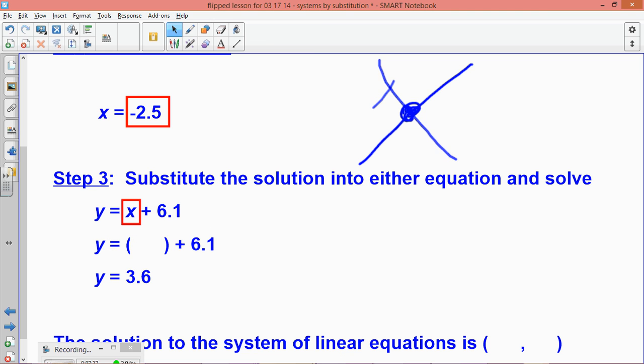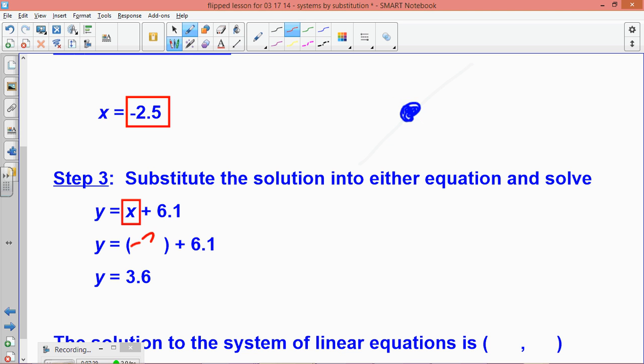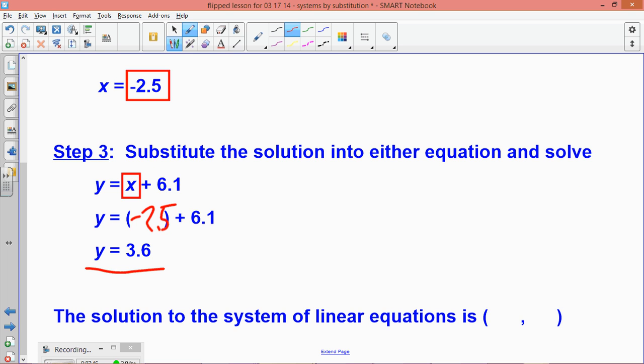So I put in negative 2.5 here. Negative 2.5 plus 6.1 is 3.6. So am I done yet? No, I don't box y equals 3.6. What I'm going to do is box my x comma y. My x was negative 2.5. My y is 3.6, and that is my solution.